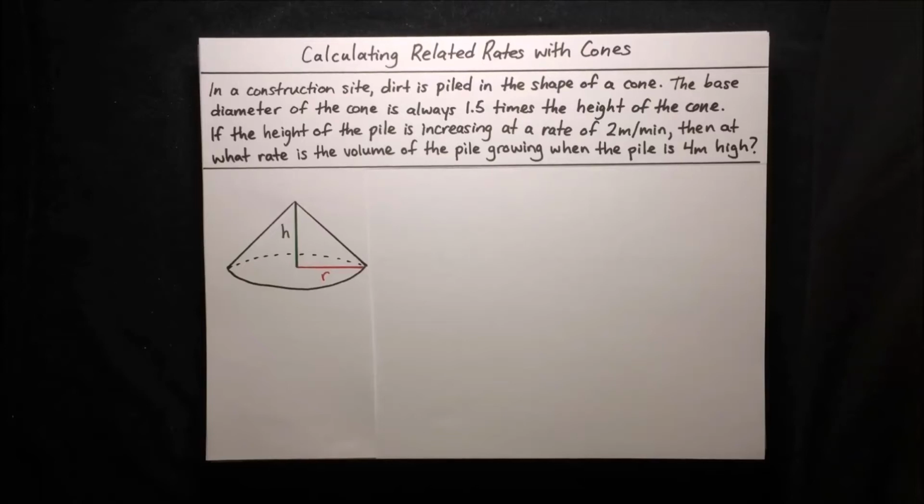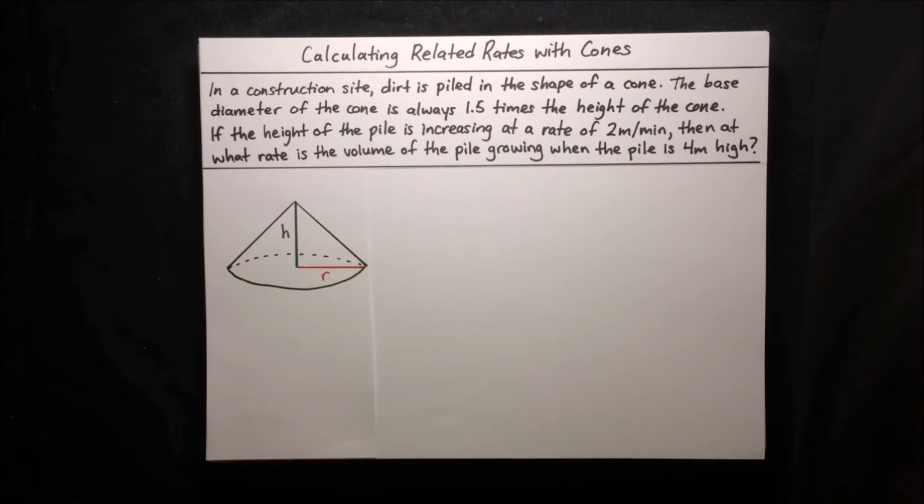In this video, I'm going to show you how to calculate related rates with cones. So here's our first problem. In a construction site, dirt is piled in the shape of a cone. The base diameter of the cone is always 1.5 times the height of the cone. If the height of the pile is increasing at the rate of 2 meters per minute, then at what rate is the volume of the pile growing when the pile is 4 meters high?